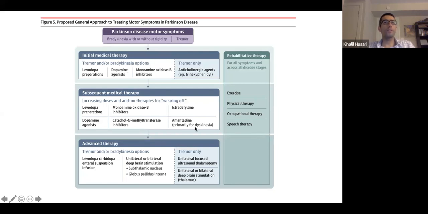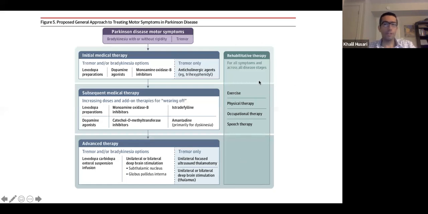If the patient is young and tremor is a major feature, tremor predominant, we can treat them with anticholinergic agents. Subsequently, we can keep increasing the levodopa, maybe add the COMT inhibitors. Amantadine is mainly for dyskinesias. Later on, we can do enteral suspension infusion and deep brain stimulation, which is the surgical therapy for Parkinson's disease.